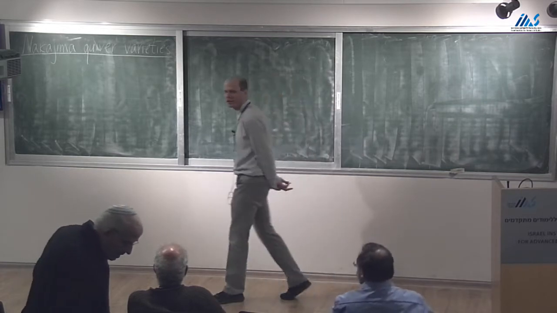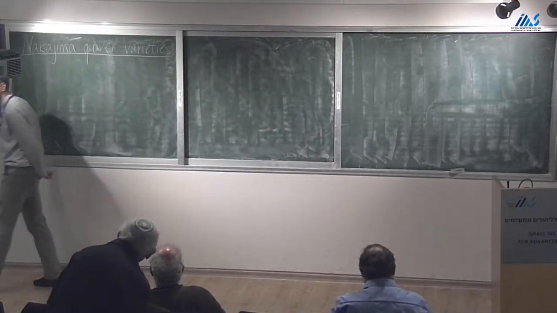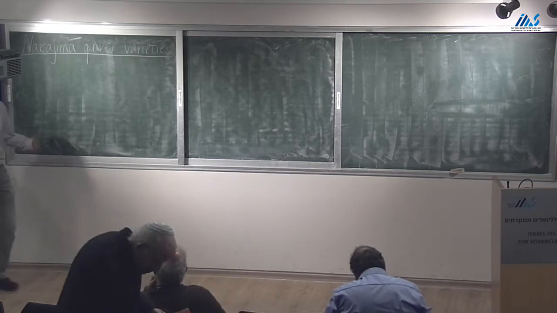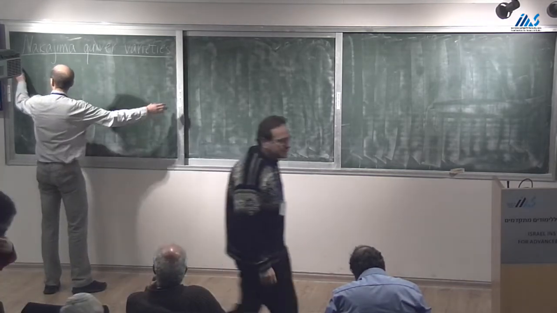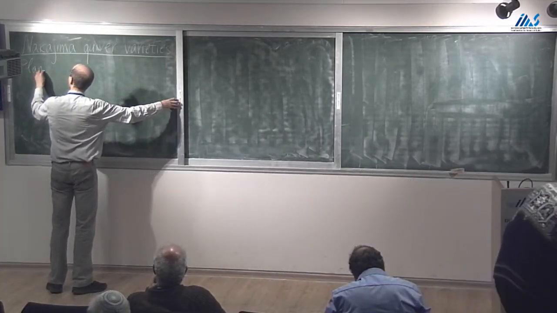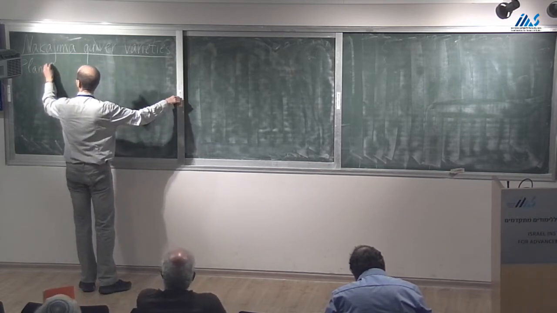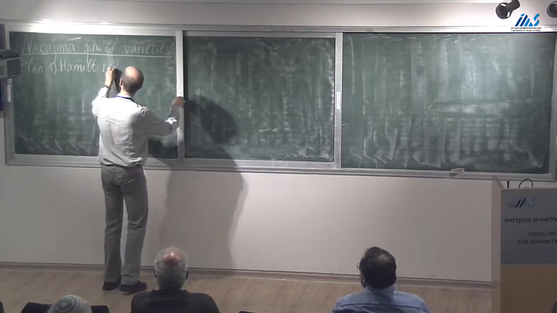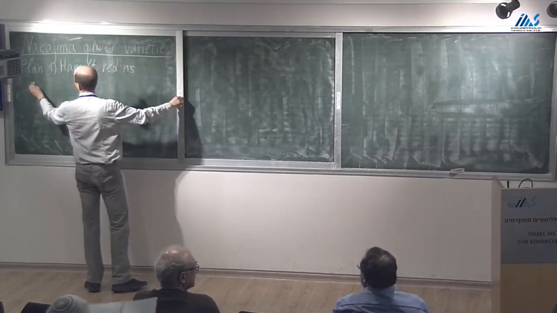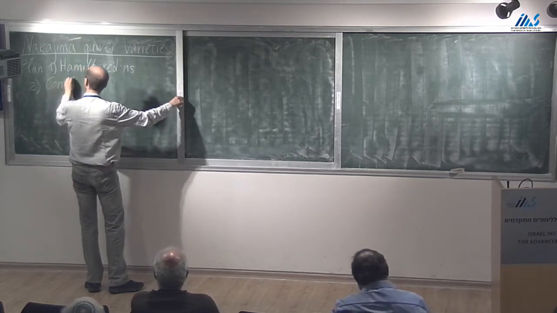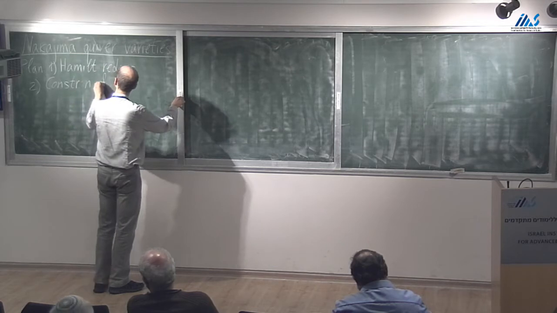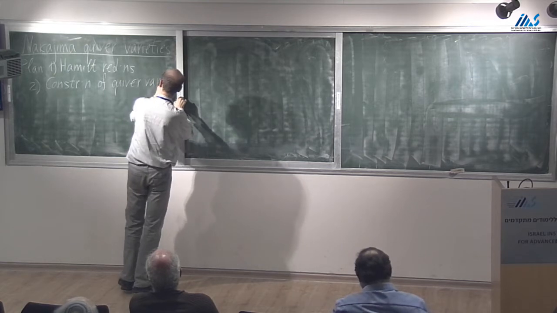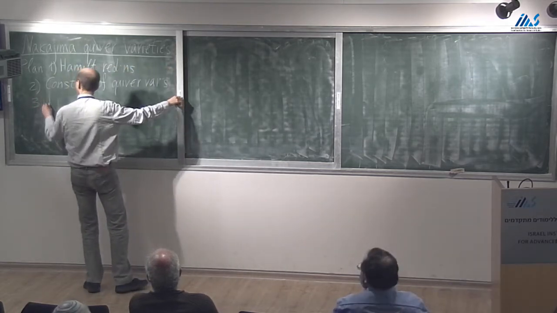Right. All right. So this is a series of three lectures, and I'll start by explaining basic things about Nakajima Q varieties. Namely, I'm going to define them and tell you some basic properties. Okay. So the plan for today is to first talk about Hamiltonian reductions. Then construction of Q varieties. And finally, we'll talk about properties.